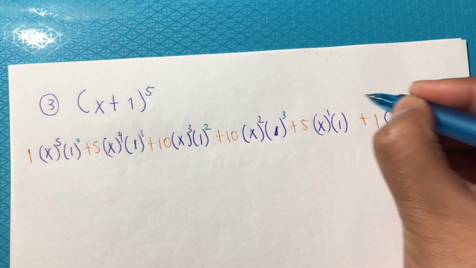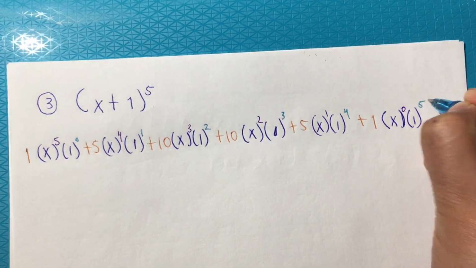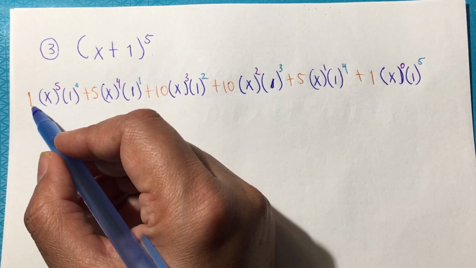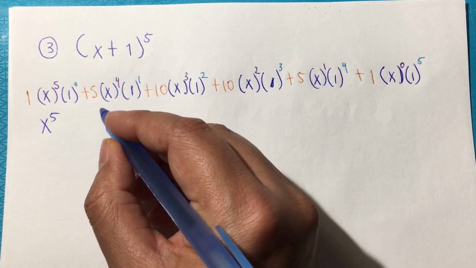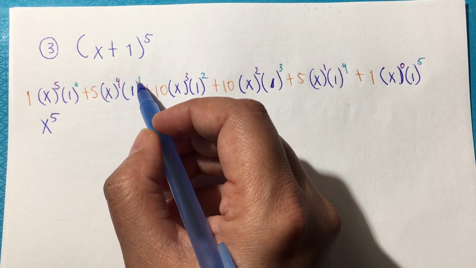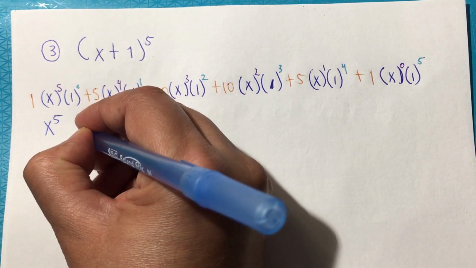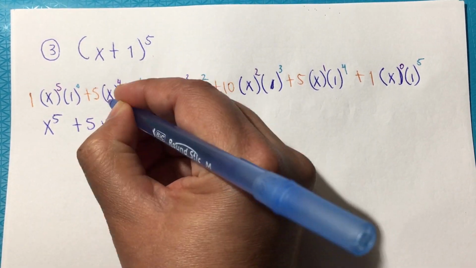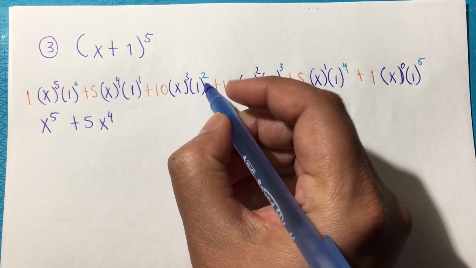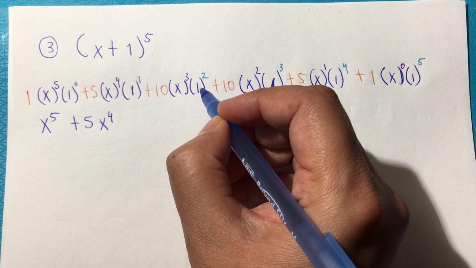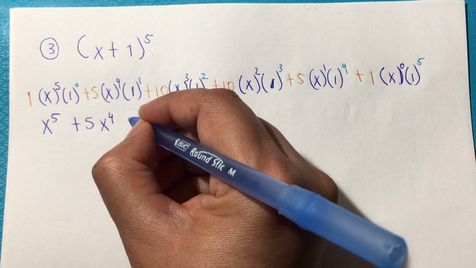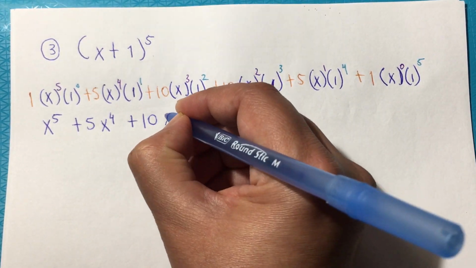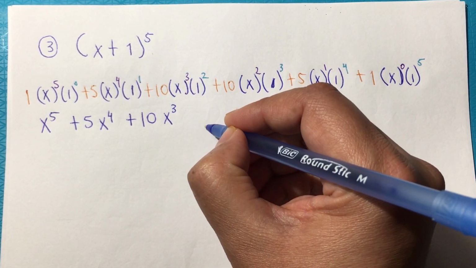And so 1 to the 0 is 1, times 1 is 1, so we just have x to the 5th power. In here, 1 to the first power is 1, times 5 is 5, x to the fourth power. In here, 1 to the second power is just 1 times 1, it's 1, times 10 is 10, times x to the third power.